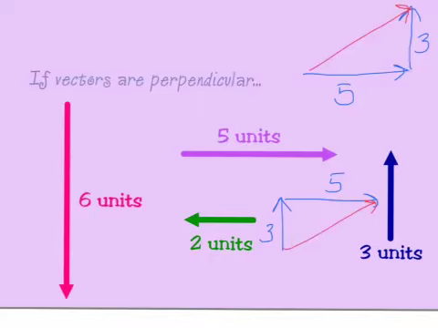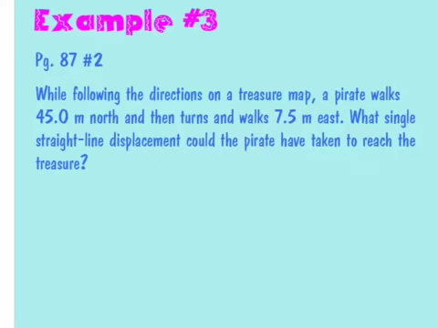Okay, let's actually try this out now. As you see here, this problem says, while following the directions on a treasure map, a pirate walks 45 meters north and then turns and walks 7.5 meters east. We want to know what single straight line displacement could the pirate have taken to reach the treasure.